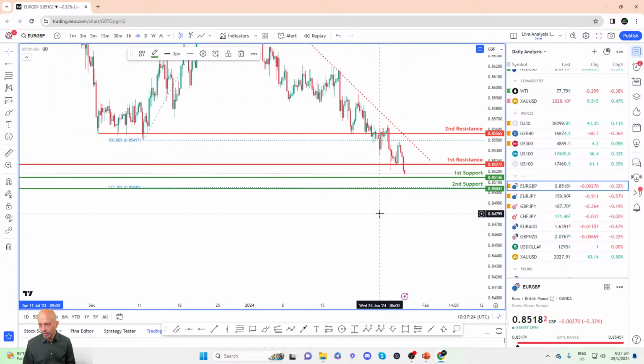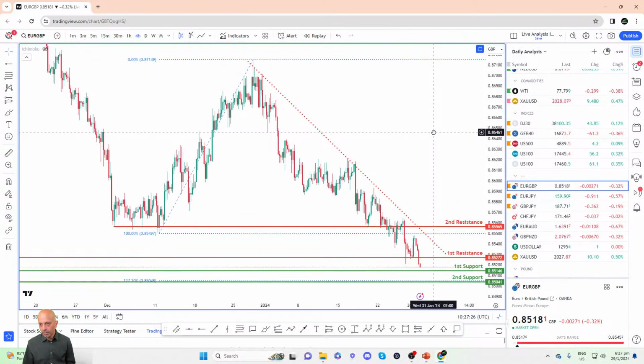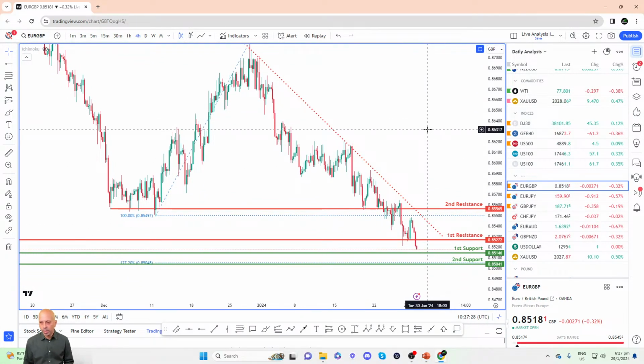So do take note, the bias for euro pound is to the downside. It's quite likely it's going to fall further. Should price break below the first support at 85.14, it could trigger a potential bearish breakout, and should that bearish breakout take place, then we can potentially target the second support 85.05 as a potential take profit zone.